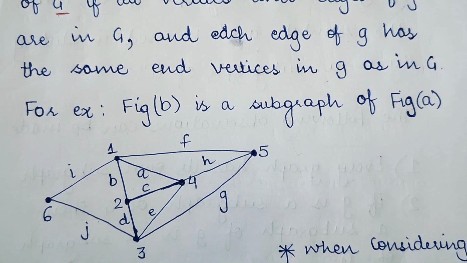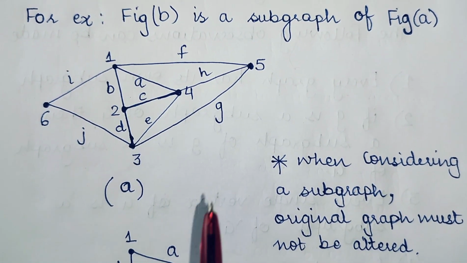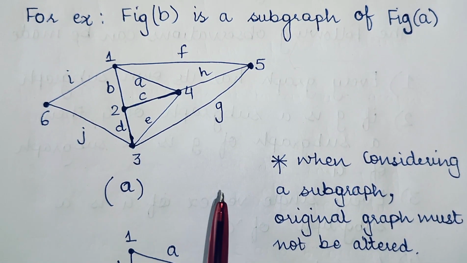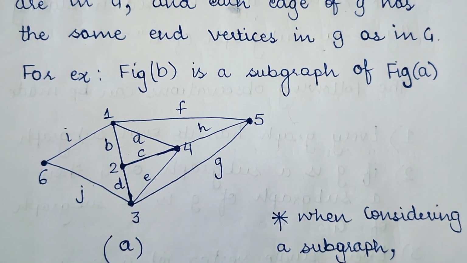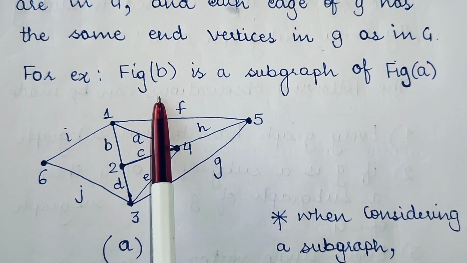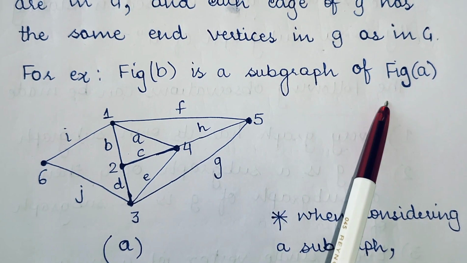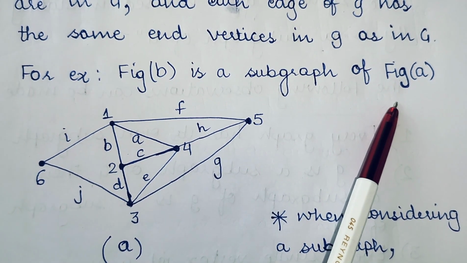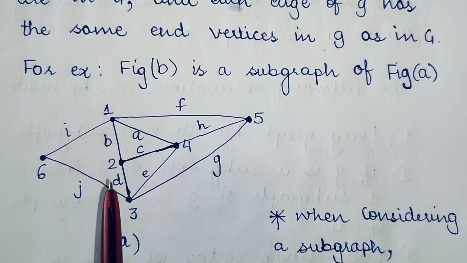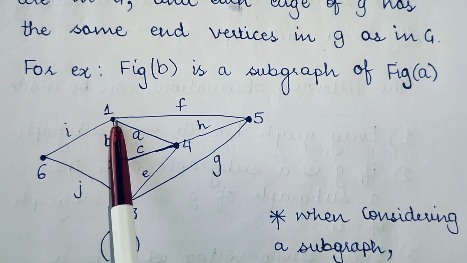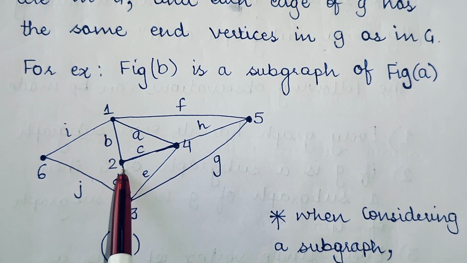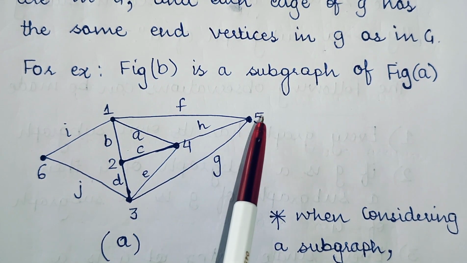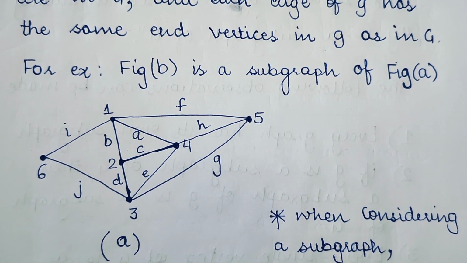If I look at these two figures, figure A representing one graph and figure B representing another graph, I can say that the graph in figure B is a subgraph of the graph in figure A. How? Please take a close look over here. Look carefully. Now you can see 6 vertices in the graph A: 1, 2, 3, 4, 5, 6. There are 6 vertices.